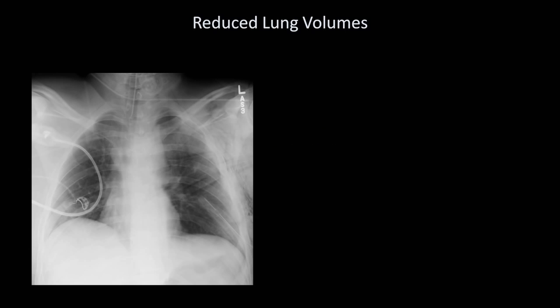So here is an X-ray which shows an example of reduced lung volumes. We know this because when we count ribs, there are only 7 full posterior ribs seen above the diaphragm, where normally there should be 9 to 10.